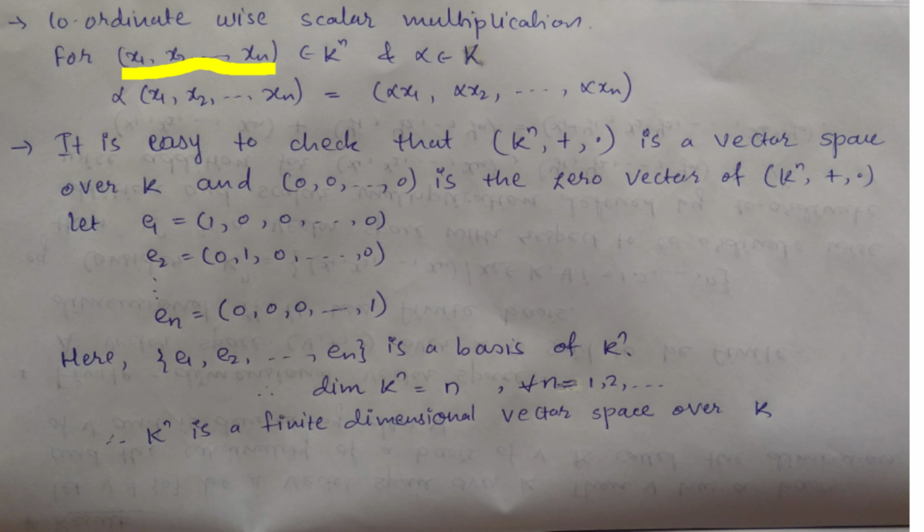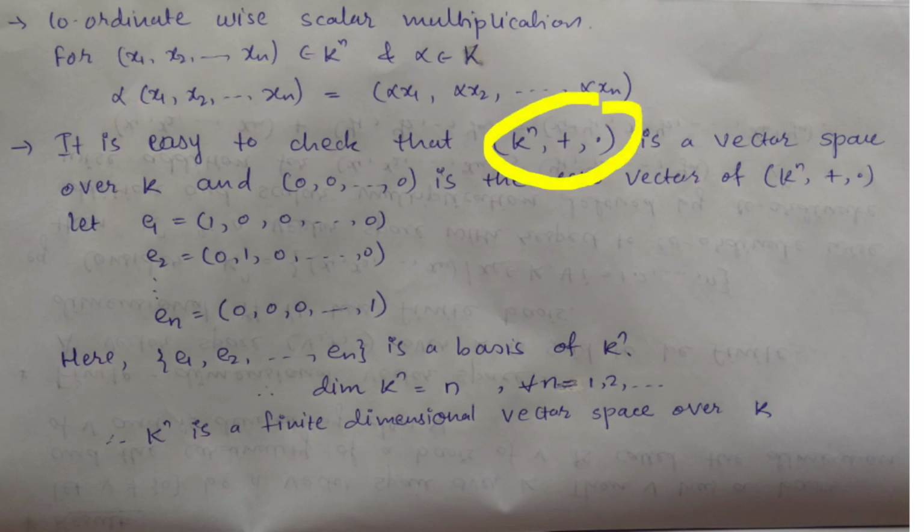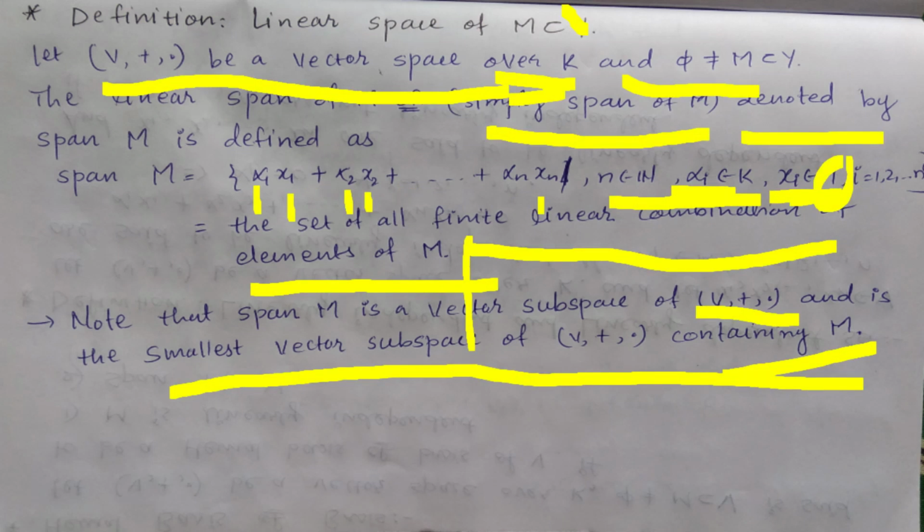For that I have taken one vector and one scalar. So alpha, the scalar, gives alpha x1, alpha x2 and alpha xn. So it is easy to check that Kn with plus and dot is a vector space. If I want to show that this is a vector space, for that I have to show four properties of an abelian group and the remaining three over this k. And you know that 0, 0, 0 is the zero vector of this vector space.